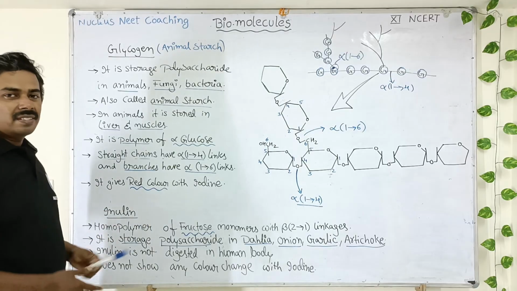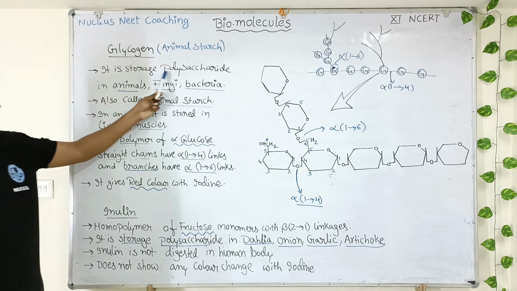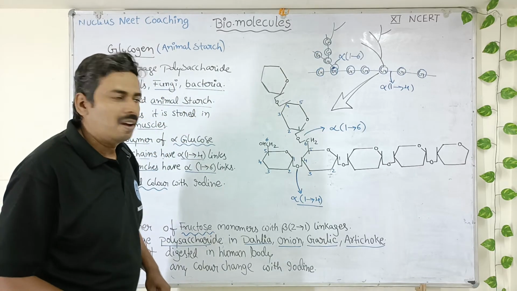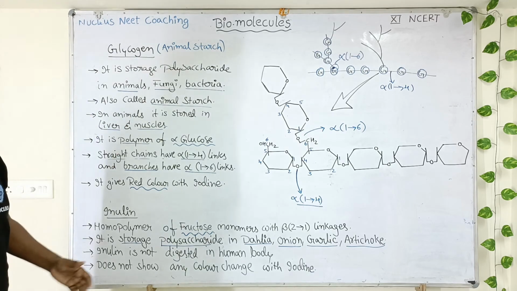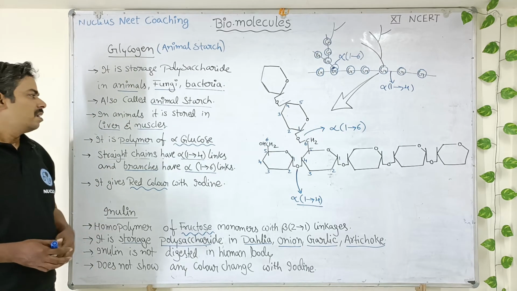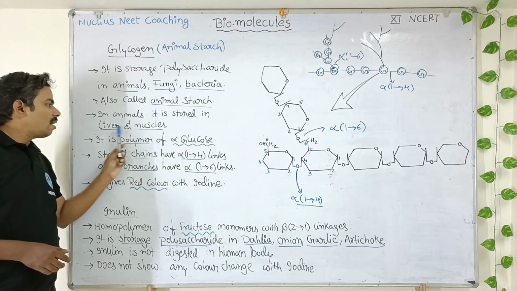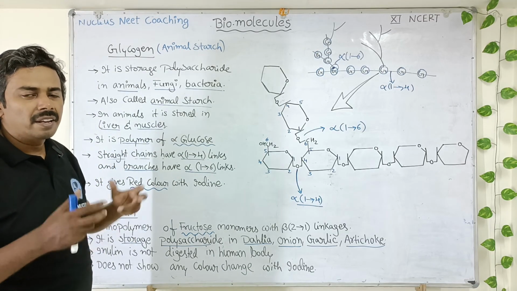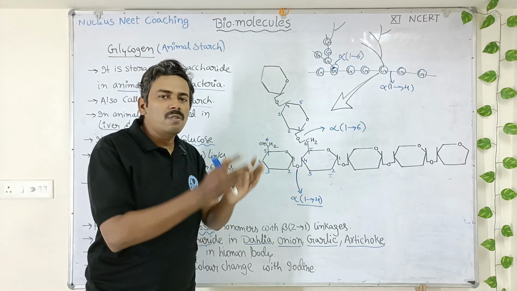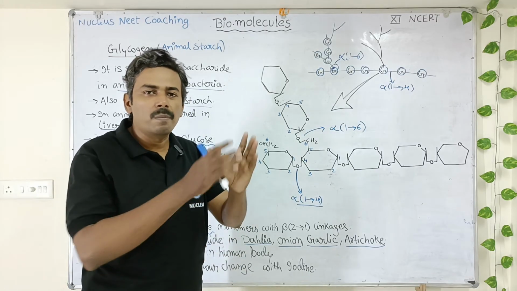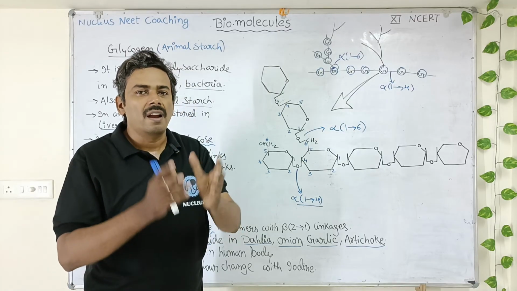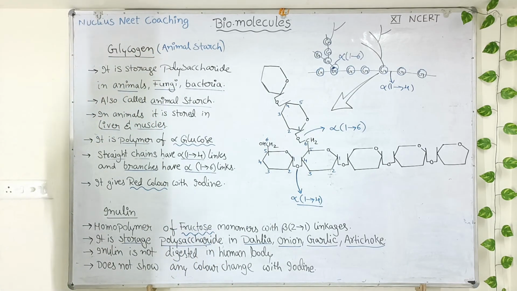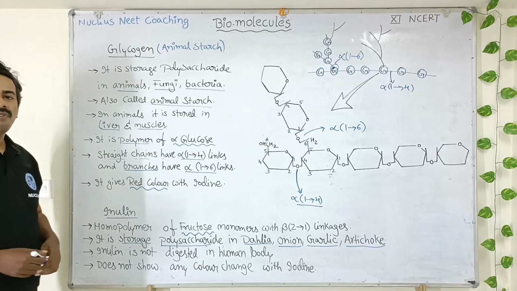Okay. Now let us see some points about glycogen. It is a storage polysaccharide in animals and also in fungi and bacteria. In animals, glycogen will be stored in the liver and muscles, these two organs. Whenever animals have a requirement of energy, the glycogen stored in liver and muscles will be broken down to produce glucose molecules, and glucose will be used to produce energy in the body of animals. Understood, students?